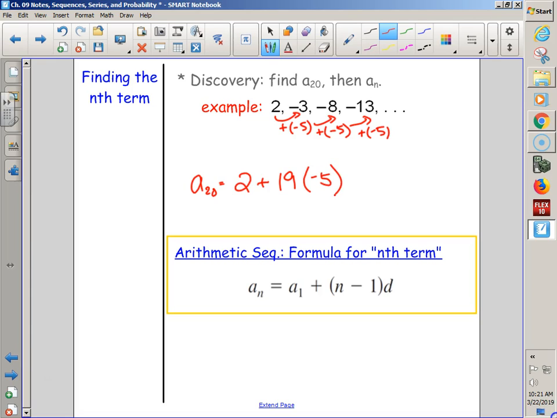Maybe you guys could have come up with this formula, because what does the formula say? For any arithmetic sequence, you can start at the first term, and then you can add whatever n is, take away 1. To get to the 5th, only 4 jumps. To get to the 20th, 19. To get to the 50th, it was 49. And then just multiply.